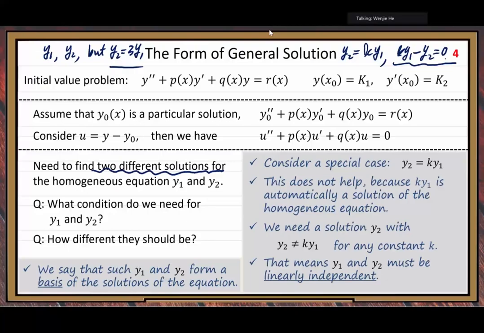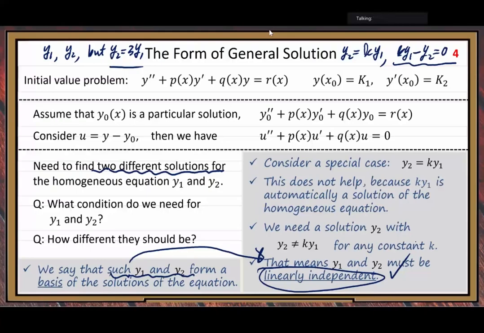Okay? Now, let me explain this sentence. The second one. Such y1, y2. What's such? Such means this linearly independent property. With this linearly independent property between these two functions, now, these two functions can be used to represent the general solution covering all the possible solutions of the homogeneous ODE. That's the conclusion. These two functions are good enough.